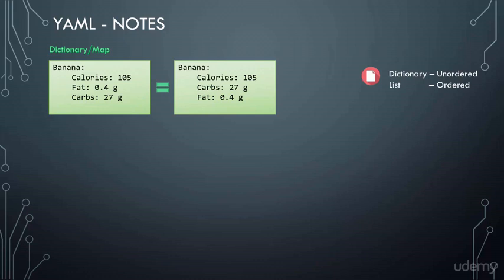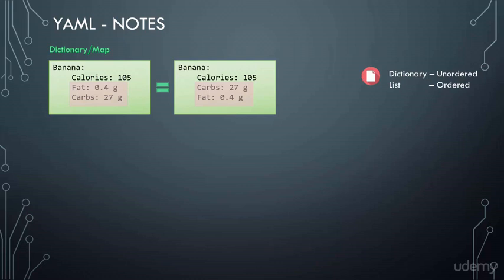The two dictionaries that you see here have the same properties for banana. However, you can see that the order of properties, fat and carbs, do not match. In the first dictionary, fat is defined before carbs, and in the second dictionary, carbs comes first, followed by fat. But that doesn't really matter. The properties can be defined in any order, but the two dictionaries will still be the same as long as the values of each property match.